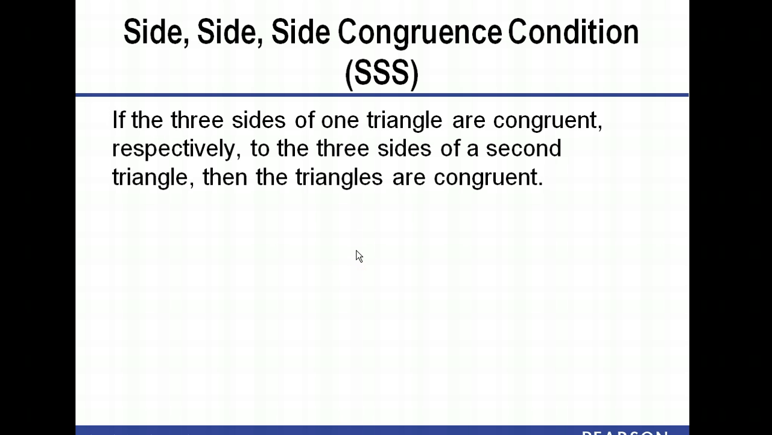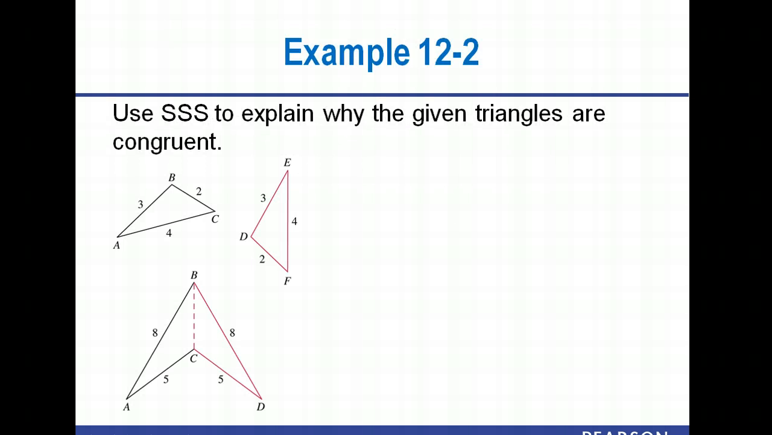There are ways to figure out if two triangles are congruent, with a fun abbreviation here. There's a few ways to quantify whether two triangles are congruent just based on a few pieces of information. The first one is called the side-side-side congruence condition. If the three sides of one triangle are congruent, respectively, to the three sides of a second triangle, then the triangles have to be congruent.